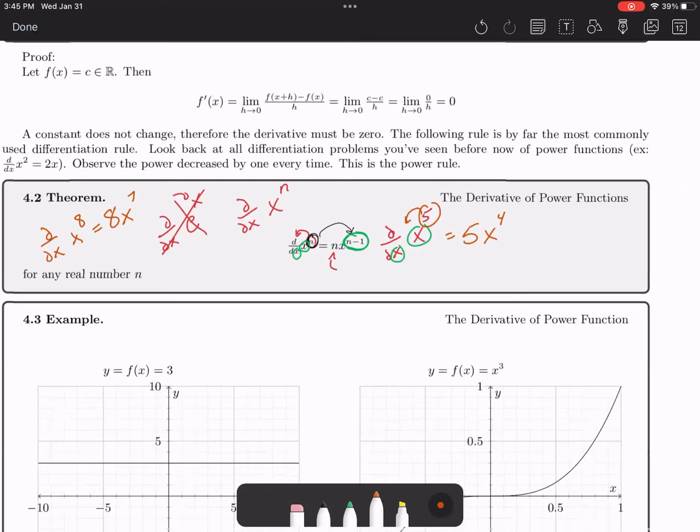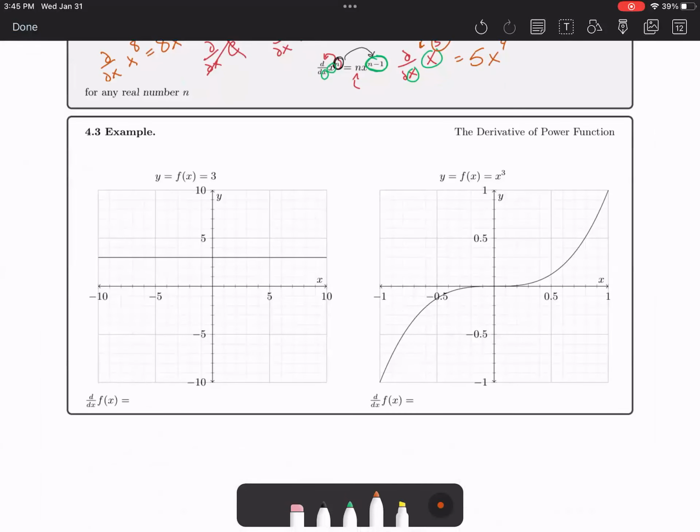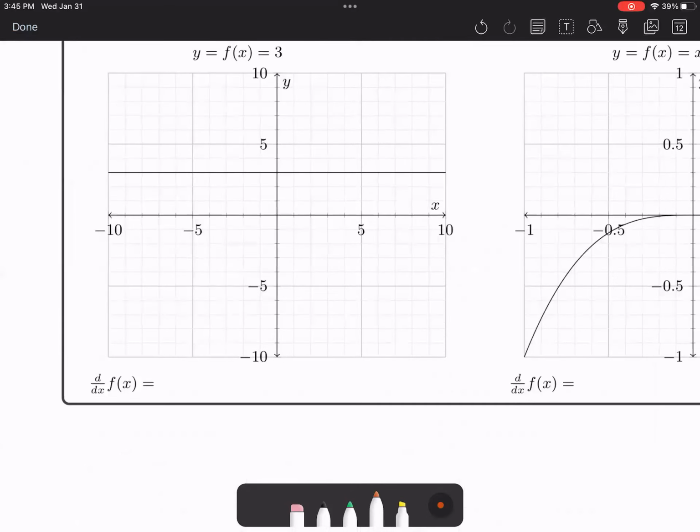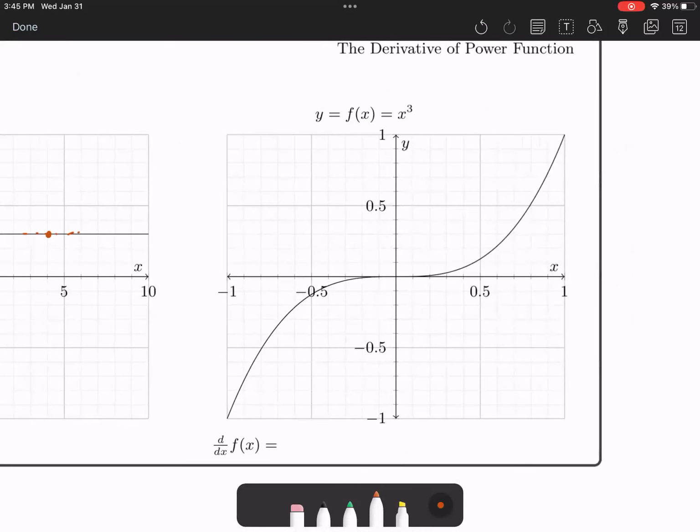So let's see two applications here, or at least two examples. On the left, we have a function that's constant. y is constantly equal to 3. So how does this function change as x changes? 0. For any value here, 3 does not change as x changes. Here we have a power rule, x cubed. And the power rule tells me 3 comes down, and the new power is 3 minus 1, or 2.